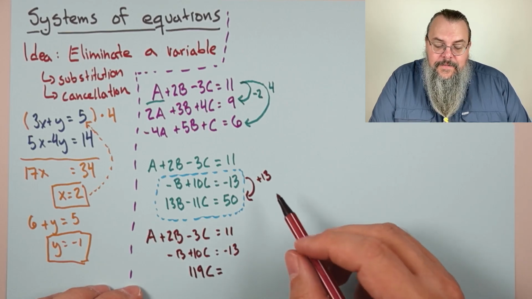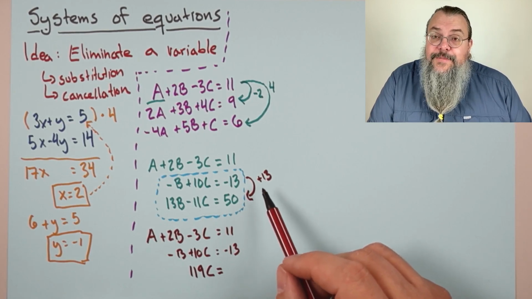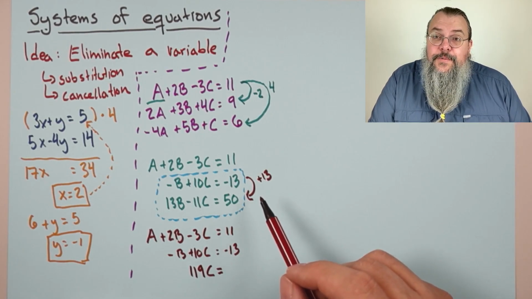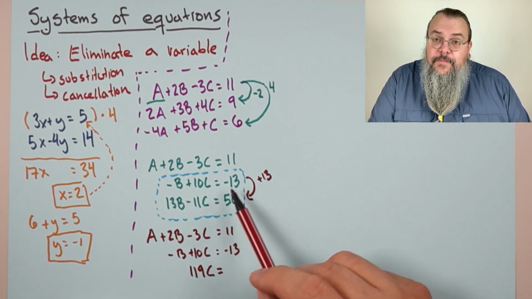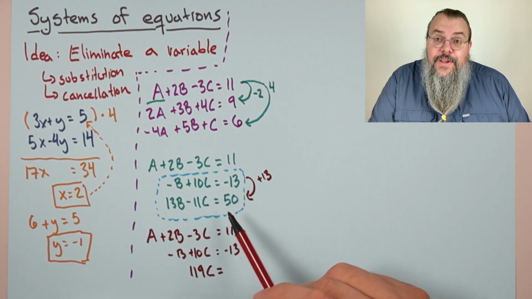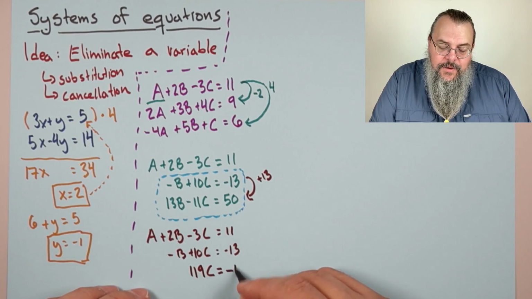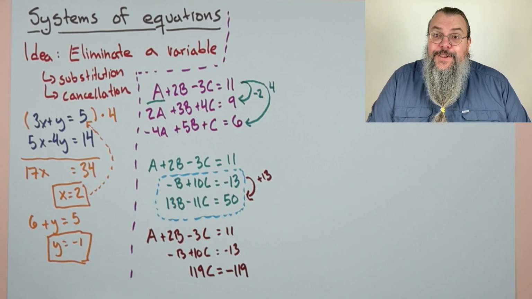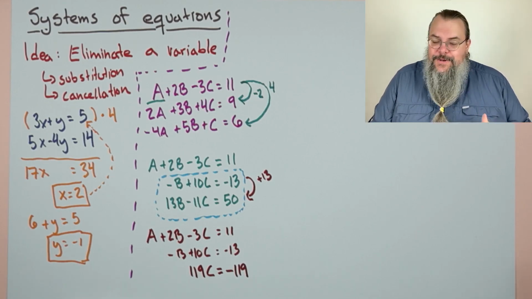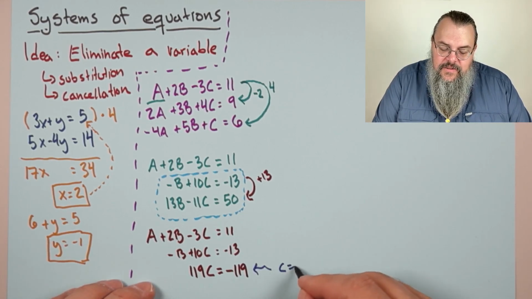Now, 13 times 13 times 13. Well, that's a square. We have those memorized. That's 169. Or you can just work it out. That's minus 169 plus 50. Minus 169 plus 50 is minus 119. And these numbers look terrible, except they're the same, which tells us what? Well, it tells us that, lo and behold, c is negative 1.